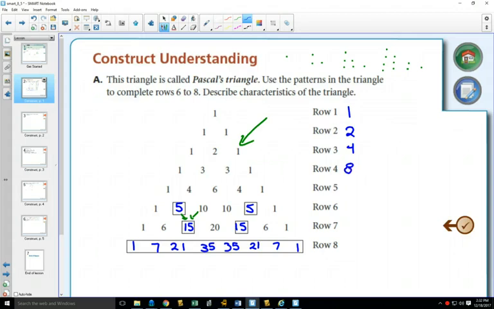What do you notice? They're all doubles. They're all powers of 2. So that's pretty cool that the row sums of Pascal's triangle are all powers of 2. Yes?